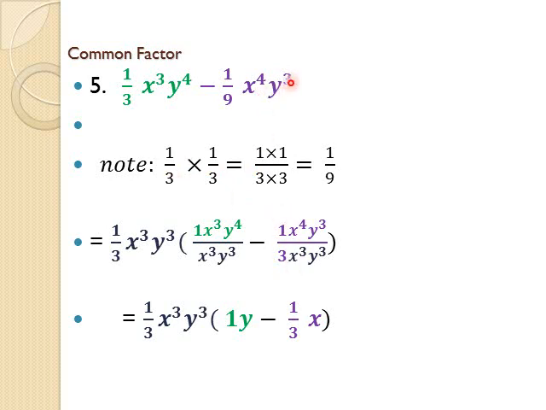I have x4 y cubed, and x cubed y cubed from the common factor. x4 divided by x3, 4 minus 3 gives me 1. So x to the power 1, y cubed and y cubed cancels. So they have taken out the common factor.